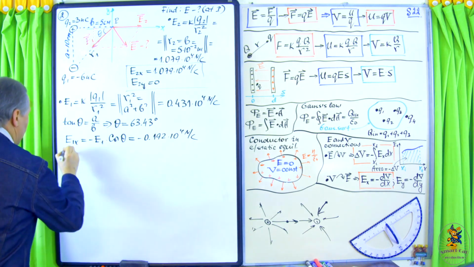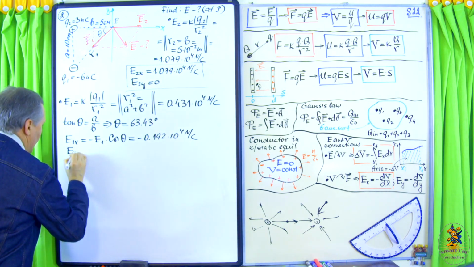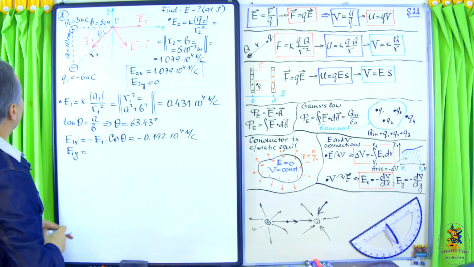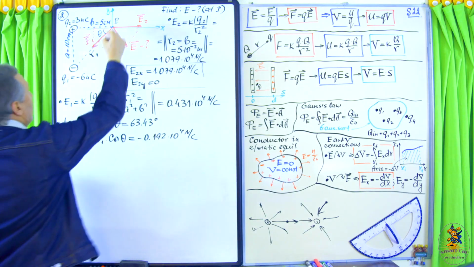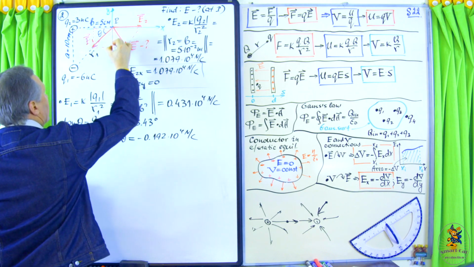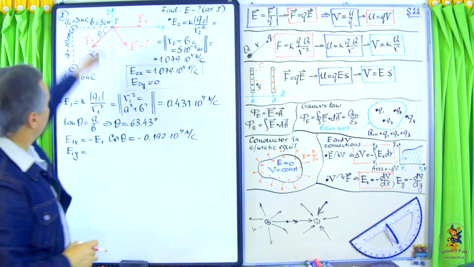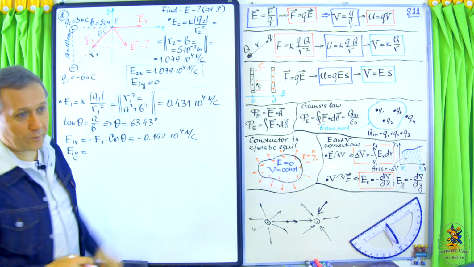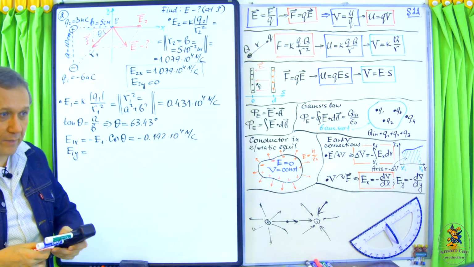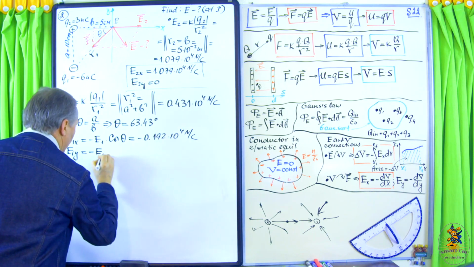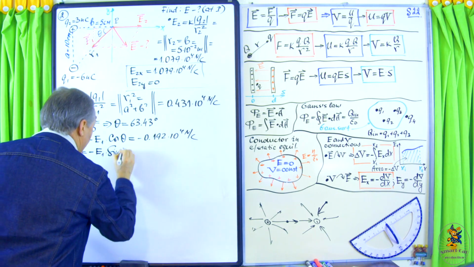And similarly, we can find the y component. The y component is this, which is in the negative y direction. You see it points downward, negative y direction. So we have to put a minus again manually in front of this expression. So minus E1 times sine of theta.